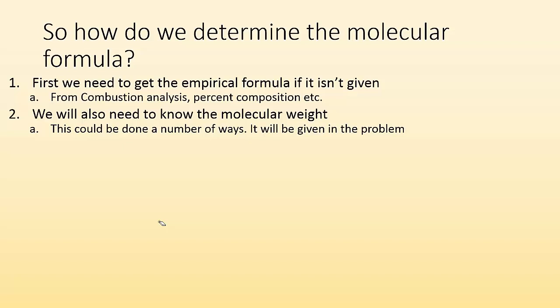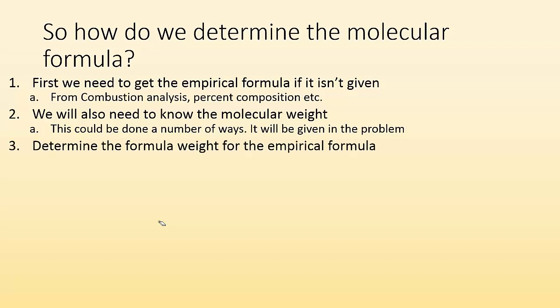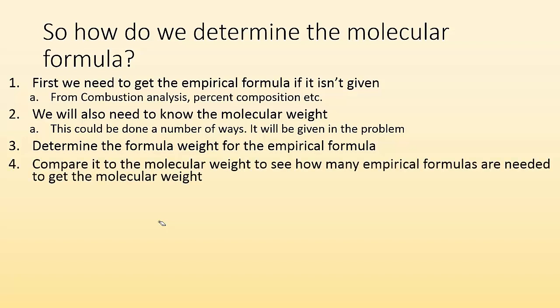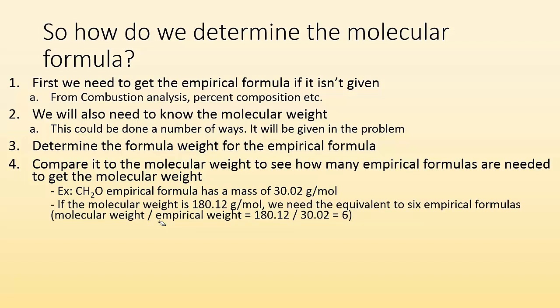Say the molecular weight is this. You have the empirical formula. Now you determine the formula weight for the empirical formula. You go, all right, if this is my empirical formula, what would its formula mass be? Then you're going to compare it to the molecular weight and see how many empirical formulas are needed to get the molecular weight. So for example, CH2O, its empirical formula mass is 30.02 grams per mole. If they tell you that the molecular weight is 180.12 grams per mole, then you need the equivalent of 6 empirical formulas to get to that molecular weight.